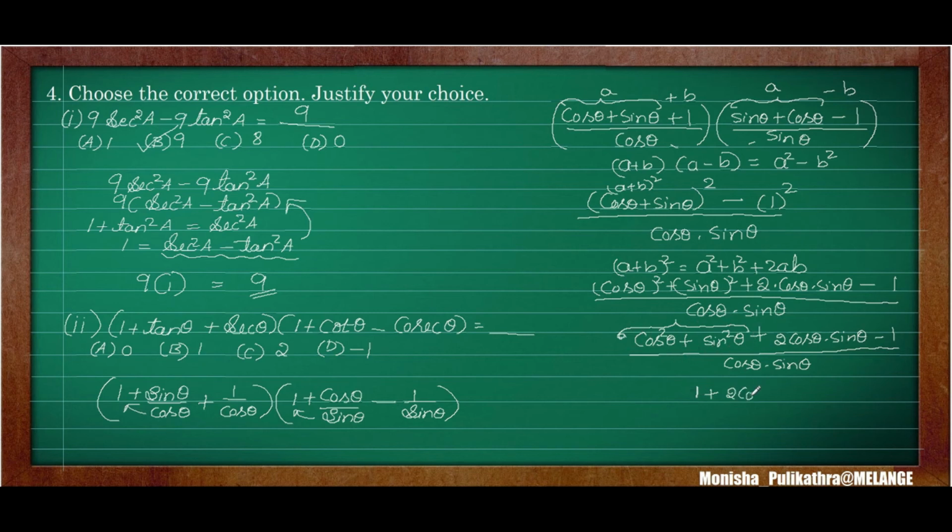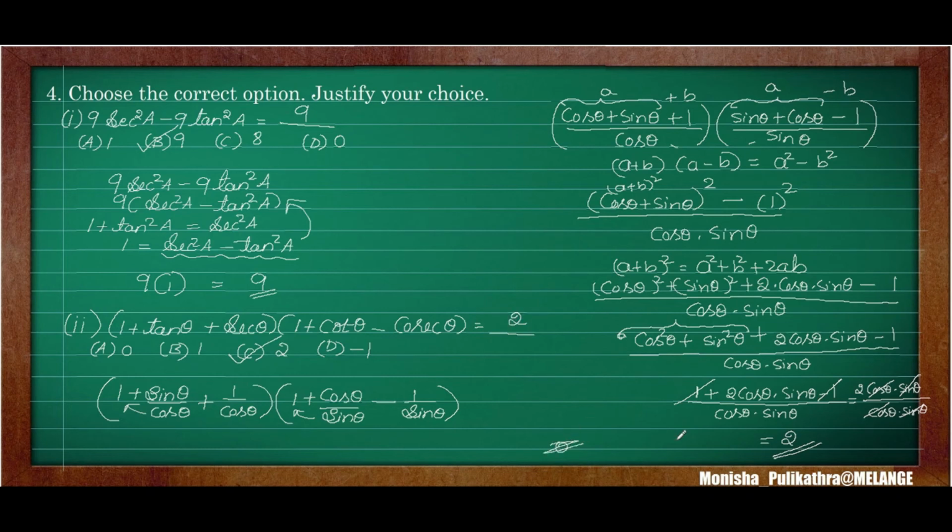Next remaining is 2 cos theta into (sin theta minus 1) whole divided by cos theta into sin theta. Here plus 1 and minus 1 get cancelled. So remaining is 2 cos theta into sin theta divided by cos theta into sin theta. Here sin theta and cos theta cancel each other. The remaining will be 2. So 2 is the answer for this equation. That is C, the third option, the answer is 2.